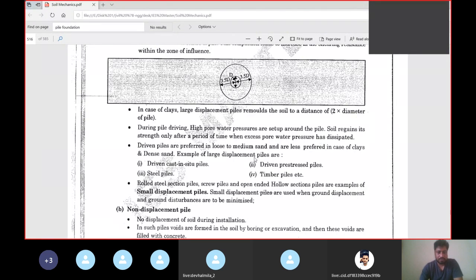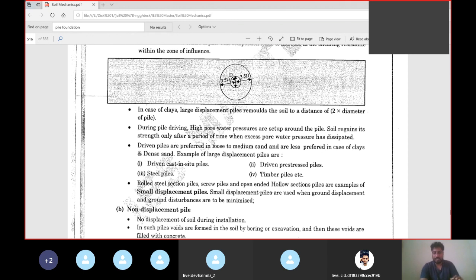Now, driven piles are preferred in loose to medium sands and are less preferred in case of clays and dense sand. The question may come up like where you will be using the driven pile. So driven piles are basically preferred in loose to medium sand and less preferred in case of clays and dense sand, right? So when we have loose to medium sand, we'll be using driven piles, right? But in case of clays, we are not using driven piles just because there will be generation of pore water pressure inside the soil mass. And in case of dense sand, we are not using driven piles.